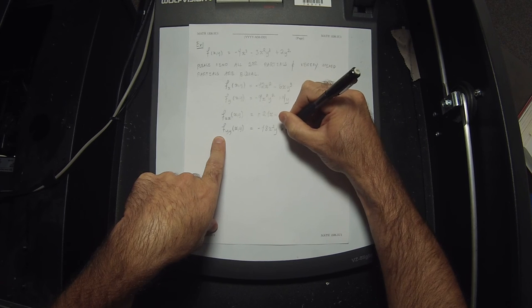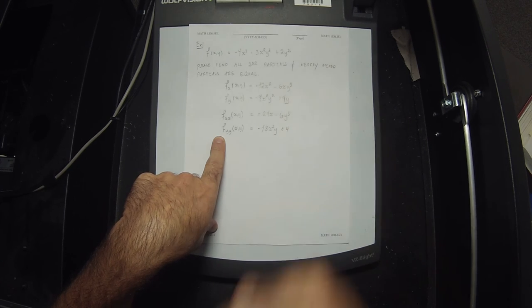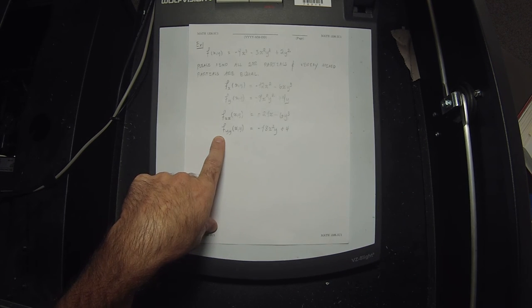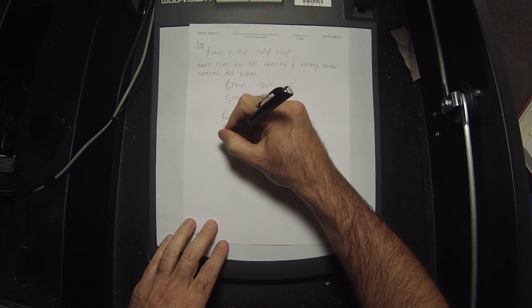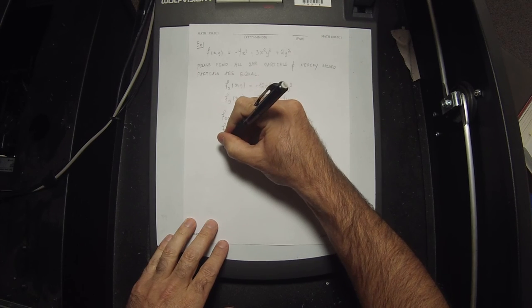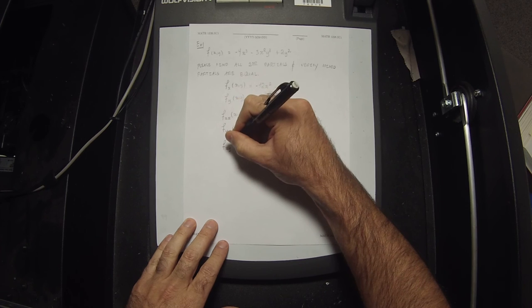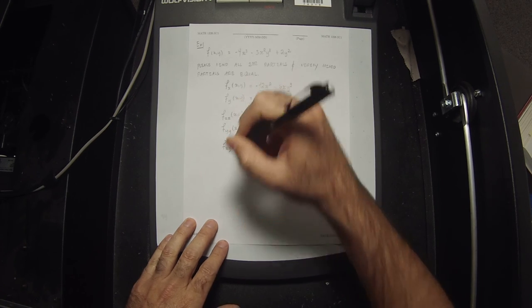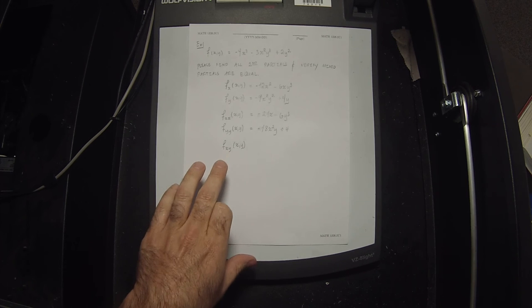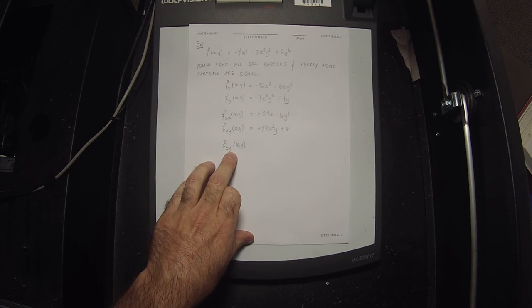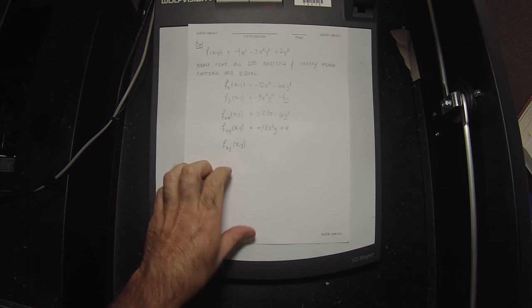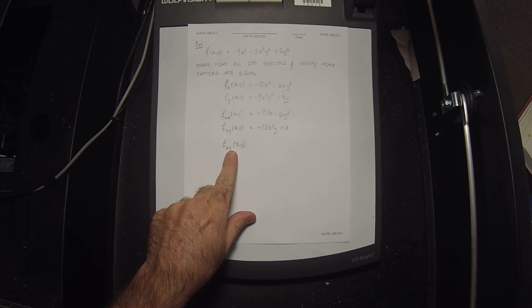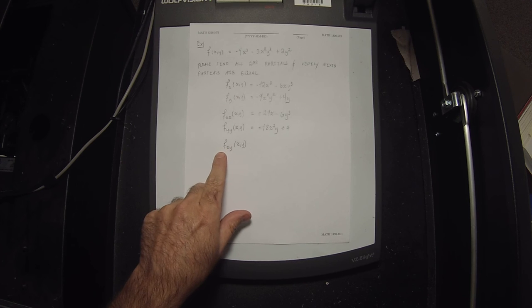Okay, good. Now wait a minute, I thought these were supposed to be equal. No, no, that's the mixed ones. Okay, so then xy, what does that mean? It means the y partial of the x partial.